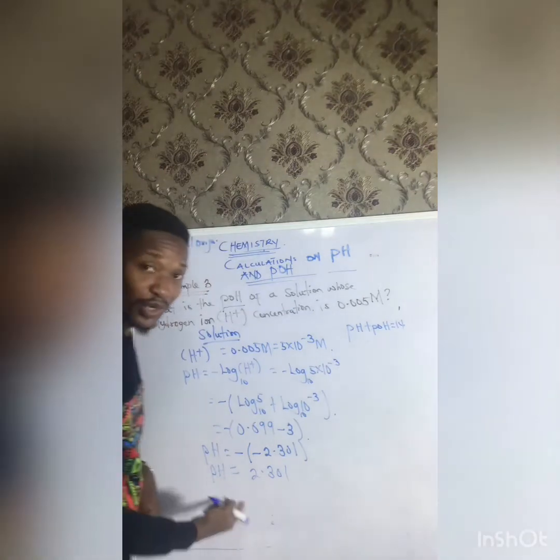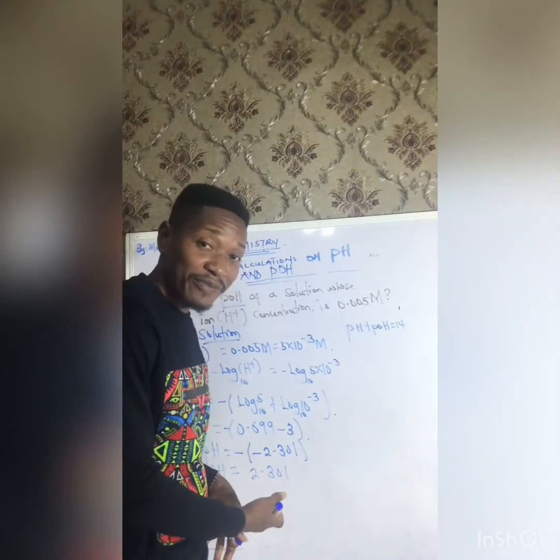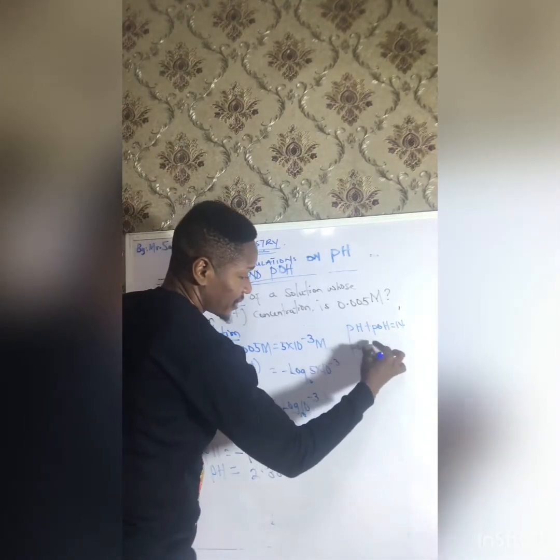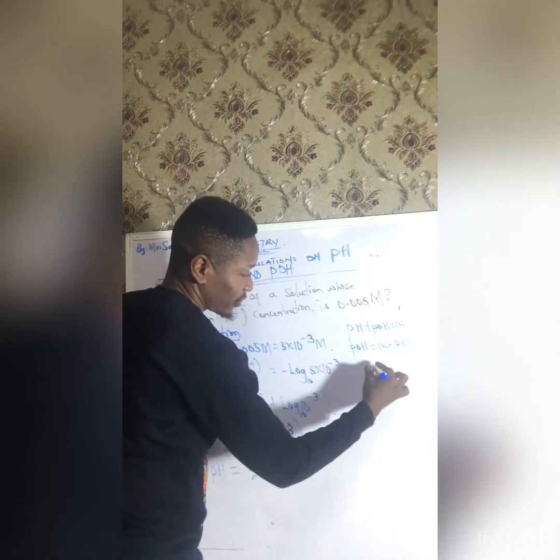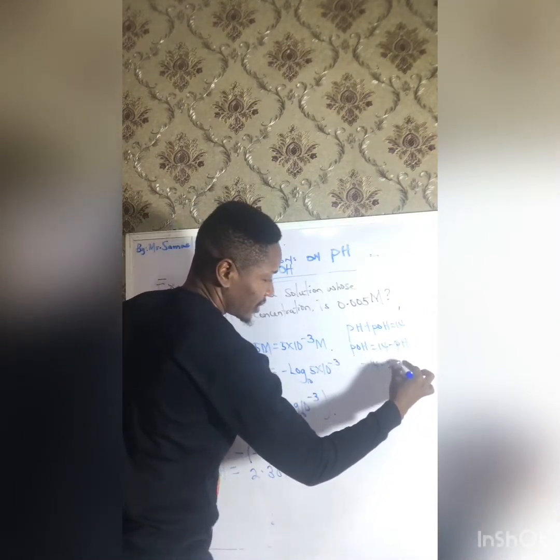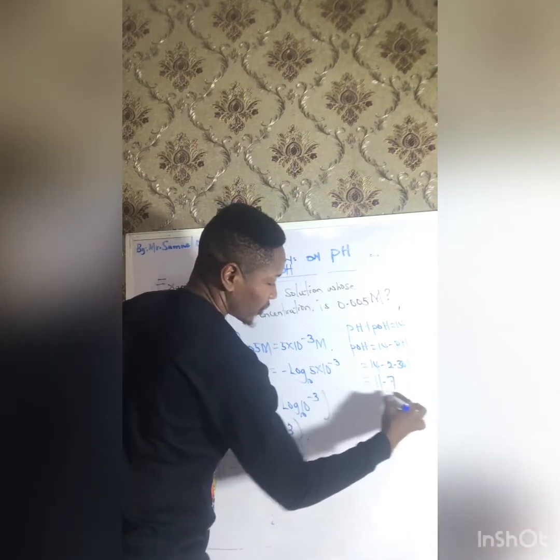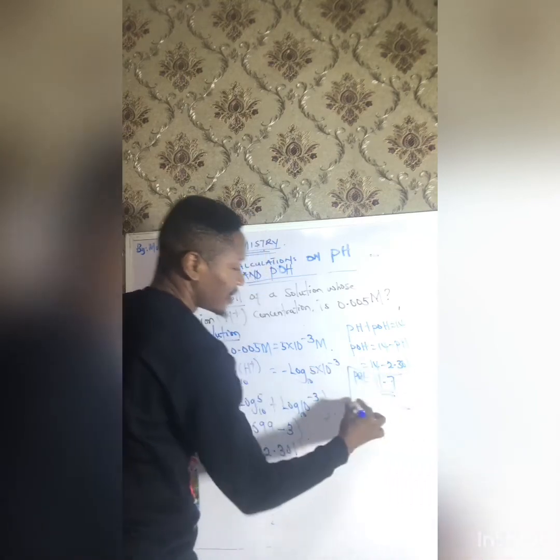So now that you know your pH, what else do you do? You substitute the value of pH so you can get your pOH. So my pOH now is equal to 14 minus pH. So my pOH is equal to 14 minus 2.301, which is going to give you 11.7 approximately. That is the value of your pOH, and that is the answer for it.